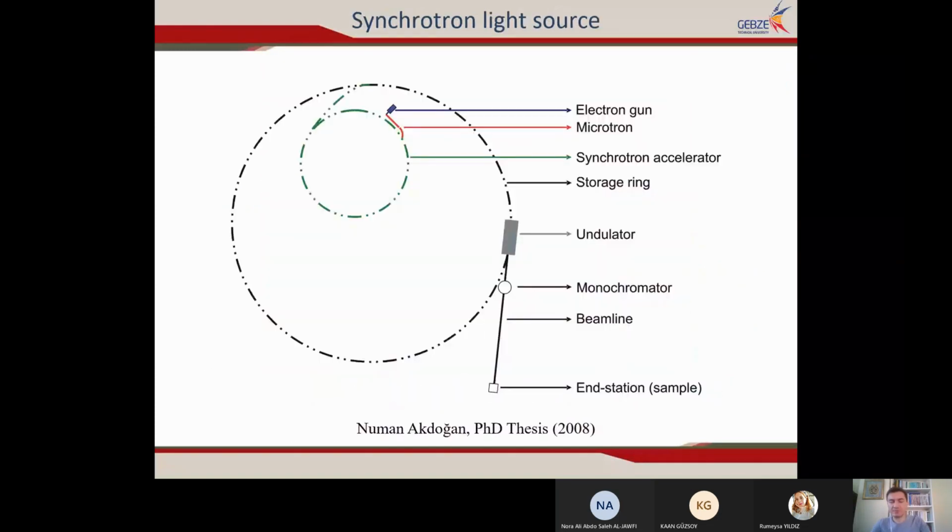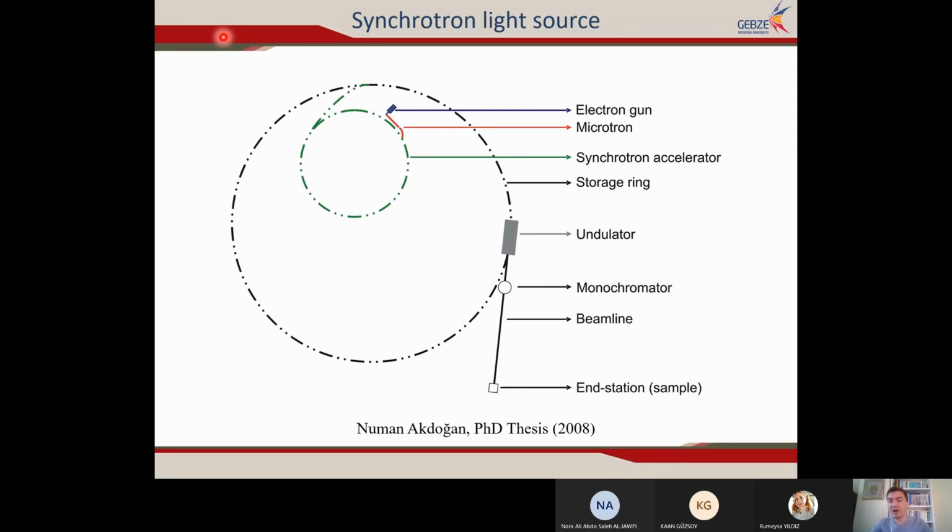Now let me continue. Here we have a synchrotron light source. Why do we need synchrotron light sources? Because we can get much higher intensities compared to the X-ray tubes. Let's say 10 to 20 times higher X-ray intensities can be produced by using the synchrotron light sources.